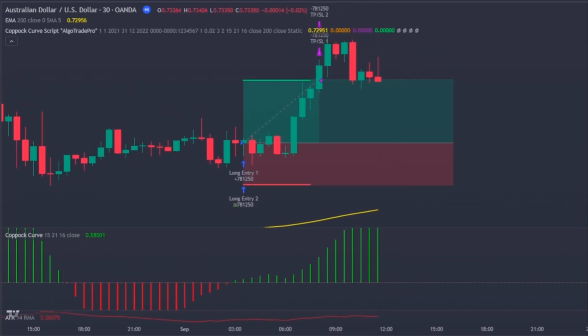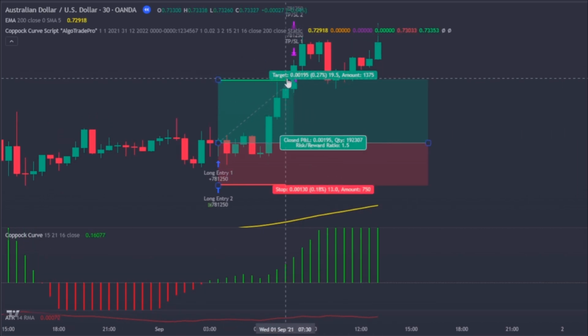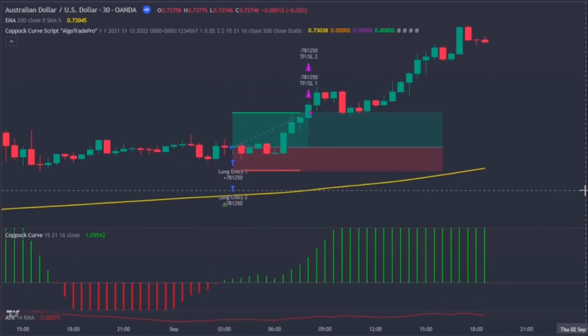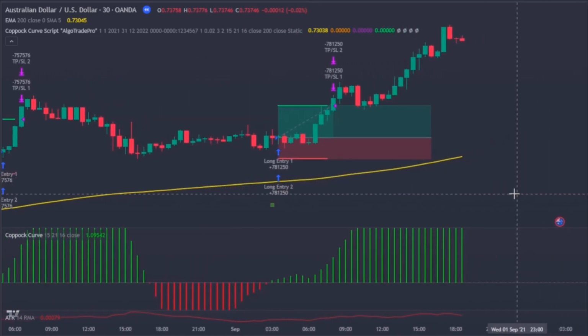As you can see, the take profit was easily hit here and the bot closed the trade, and the bullish trend continued with great momentum. But let's check another example.